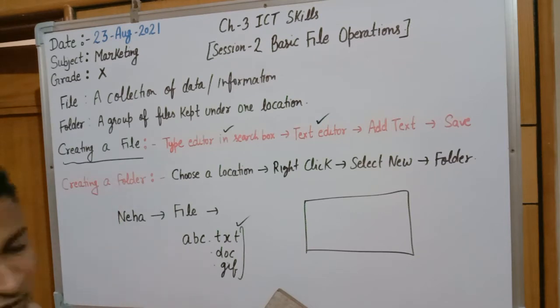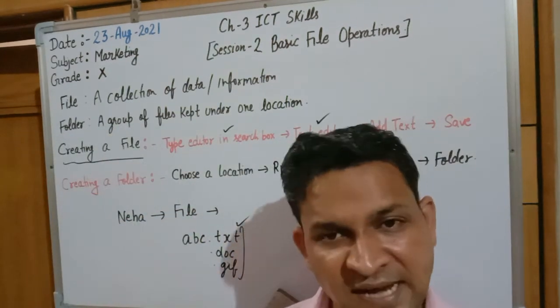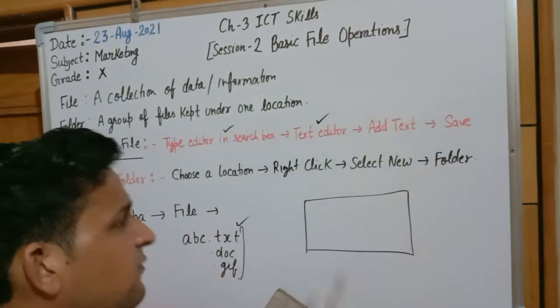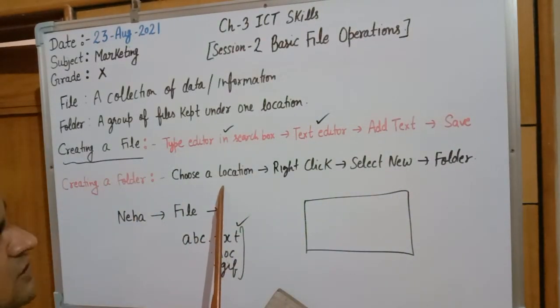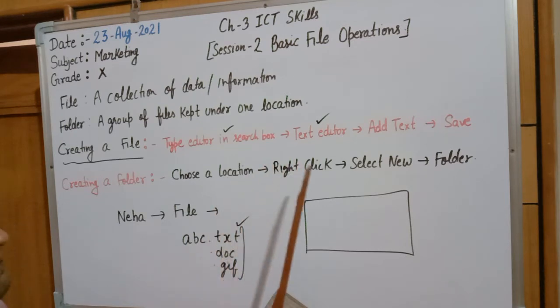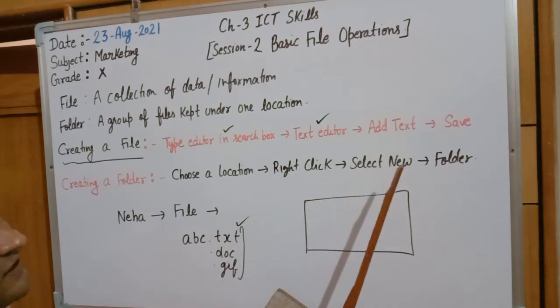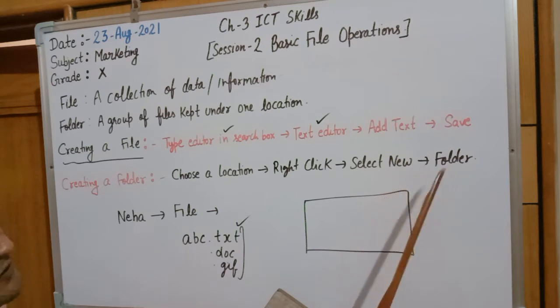Now how to create a folder? To create a folder, just select the location where we want to create it. Step 1, choose a location. Like I want to create it on the desktop, click on the desktop window. Then press right click. On right click, select the option New and then select the option Folder. A new folder will be created on your desktop screen.